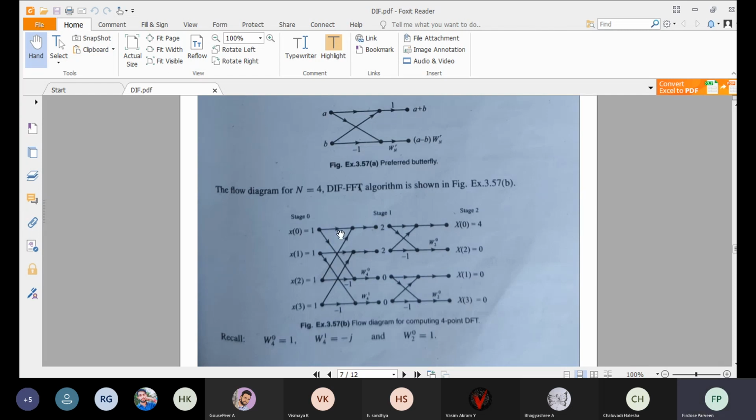Since this is 4 point, this is 2 points. So only 2 lines I will put. I'll take 2 parallel lines like this. Okay. And I'll put a diagonal like this. So when I put the diagonal line like this, it is 2 plus 2.